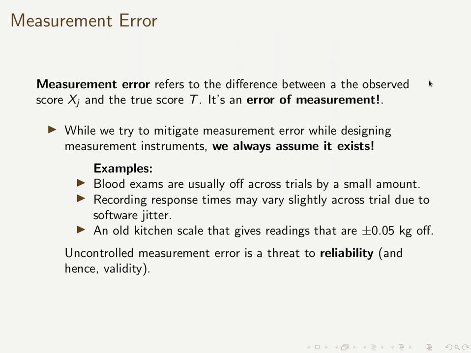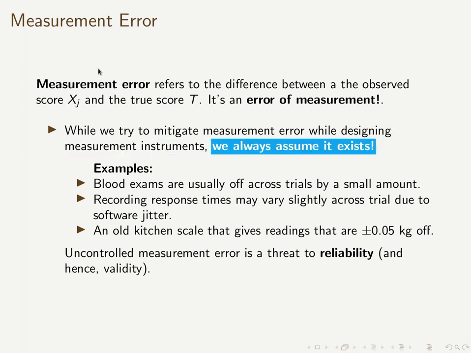Now, here we have to introduce the notion of measurement error, because measurement error precisely refers to the difference between the observed score and the true score. Measurement error, it's in the name, denotes the error in our measurement. And importantly, measurement error, even if we try to mitigate it by trying to design the best measurement instrument we can, by trying to ensure the validity of our instrument, by trying to ensure best practices in how we write our items, for example, we always assume that there's going to be some kind of measurement error.